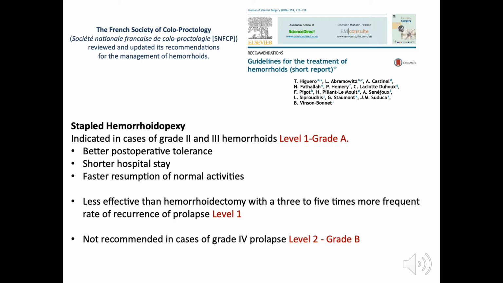Stapled hemorrhoidopexy was indicated in cases of grade 2 and 3 hemorrhoids with a level 1 grade A of evidence. It offers better postoperative tolerance, shorter hospital stay, and faster resumption of normal activities when compared with standard hemorrhoidectomy, but is less effective than hemorrhoidectomy, with a 3 to 5 times more frequent rate of recurrence or prolapse.